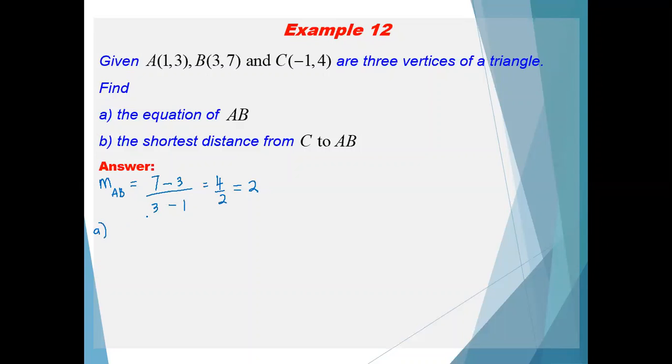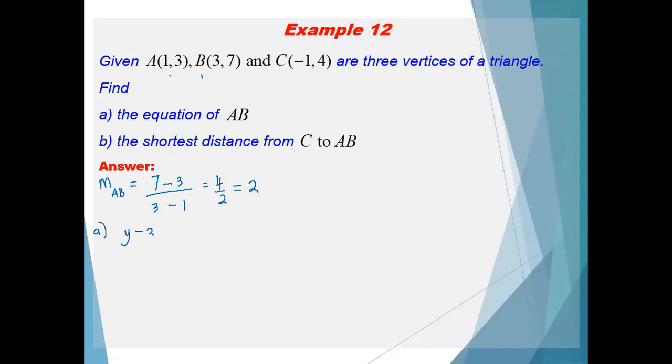The equation of AB, so we take the gradient form because we have one line, one point and a gradient, right? So you can take either point. You can use point A or point B, because it is a straight line, which means points A and B lie on the straight line. So you can use point A or point B. I want to use the point with the smallest value, so I use point A.